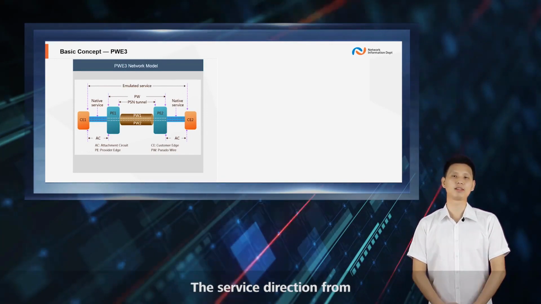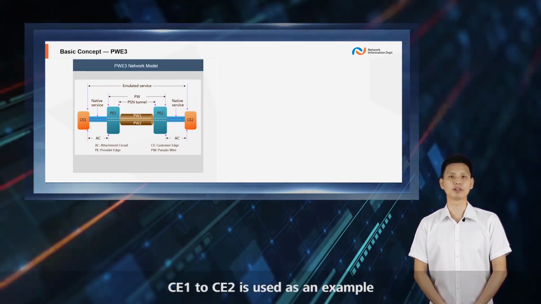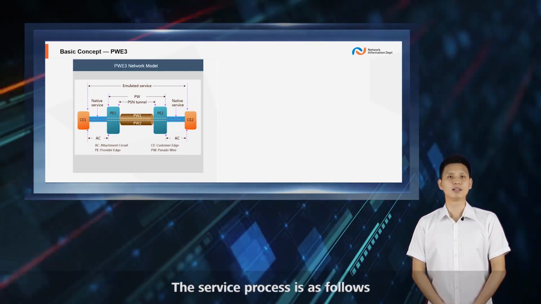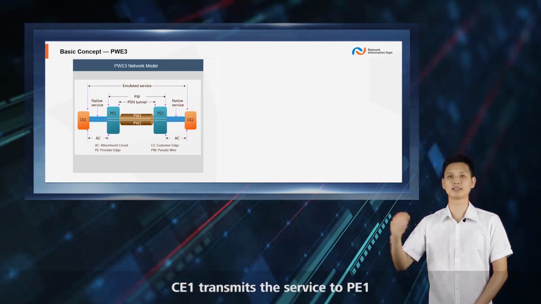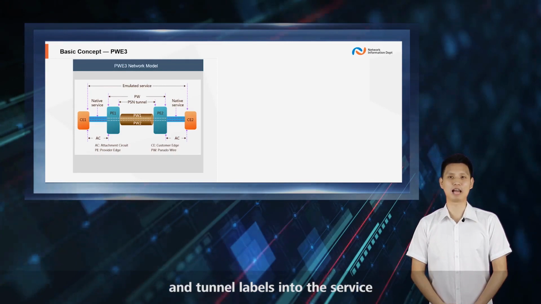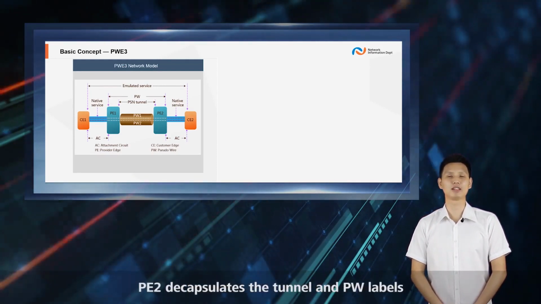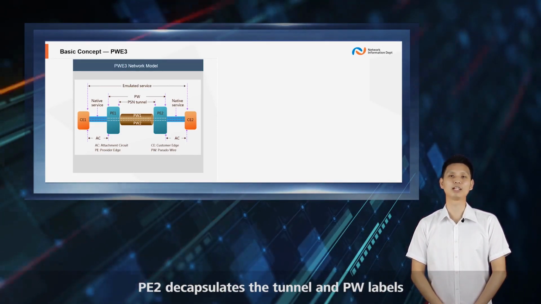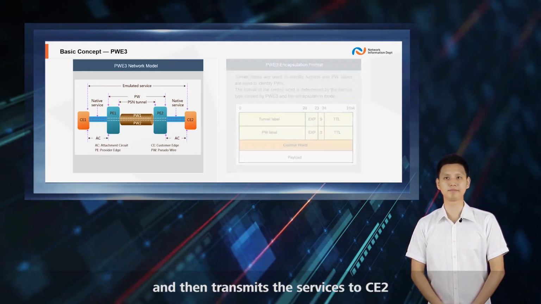The service direction from CE1 to CE2 is used as an example. The service process is as follows. CE1 transmits the service to PE1. Then PE1 encapsulates PW and tunnel labels into the service and forwards MPLS packets. PE2 decapsulates the tunnel and PW labels and then transmits the services to CE2.